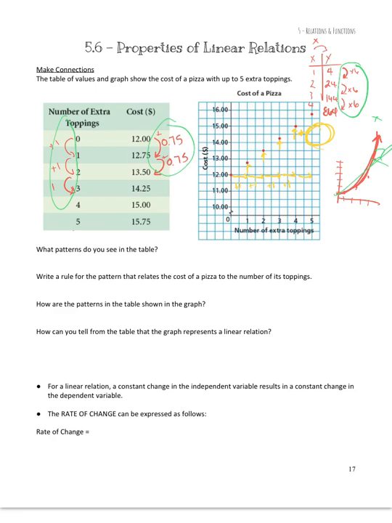So what patterns do you see in the table? Each extra topping is 75 cents extra is what I see here. Is plus 75 cents, or plus 0.75 of a dollar. And without any extra toppings, our base pizza costs $12. Okay, so write a rule for the pattern that relates to the cost of the pizza by the number of its toppings. So as you increase the number of toppings by 1, the pizza price increases by 0.75.